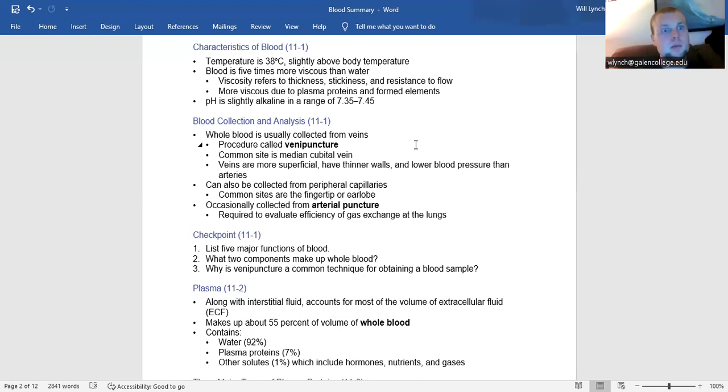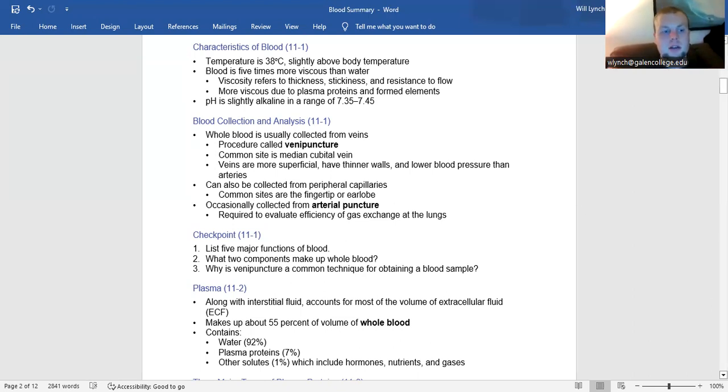Occasionally, if we need to analyze the gas efficiency inside of the blood, we need to reach the arteries. By the time the blood has reached the veins, it has been deoxygenated, and that doesn't give us an indication of how much oxygen was there before the tissues extracted it from the blood. So we need to get arterial blood in order to see the efficiency of gas exchange at the lungs before it reaches the tissues and before that oxygen has been taken out of the blood and utilized.